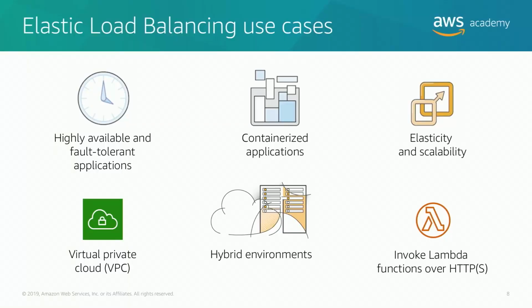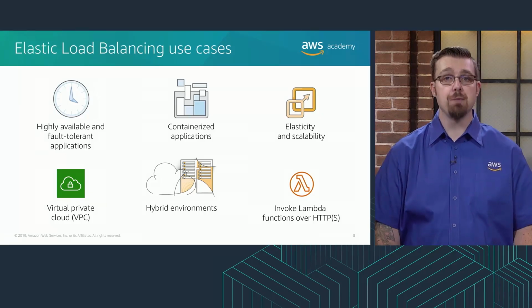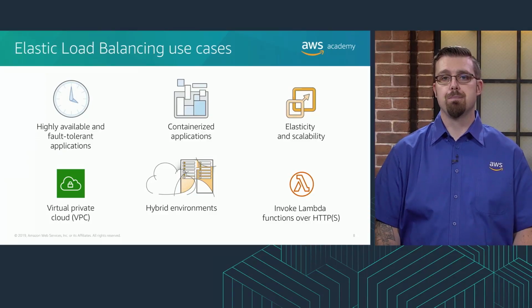There are many elastic load balancing use cases. Let's consider the main ones. First, you can use elastic load balancing to achieve high availability and better fault tolerance for your applications. Elastic load balancing balances traffic across healthy targets in multiple availability zones. If one or more of your targets in a single availability zone is unhealthy, elastic load balancing will route traffic to healthy targets in other availability zones. After the targets return to a healthy state, load balancing will automatically resume traffic to them.